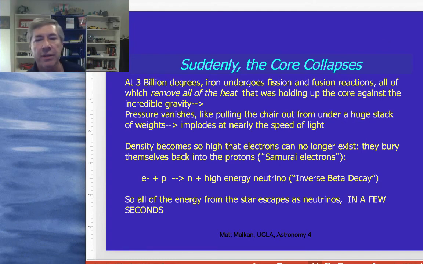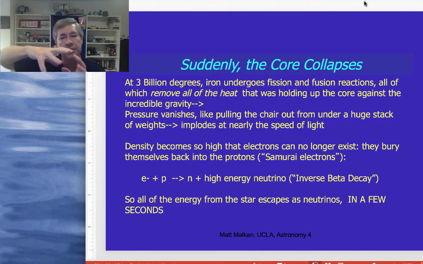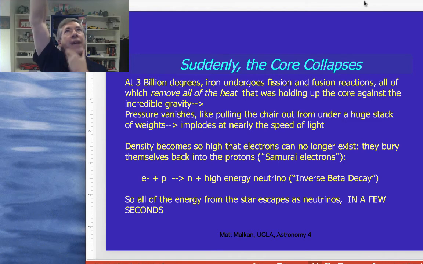Suddenly, this happens rather quickly, probably in a matter of minutes. Incredible. I don't know, an hour or something, all of the iron starts fissioning and fusing at the same time at 3 billion degrees. All of the heat of the star has gone away. There's nothing holding it up. It's like the center of the star has been holding up a gigantic stack of weight on top of it that's barely been able to hold up for many, many years.